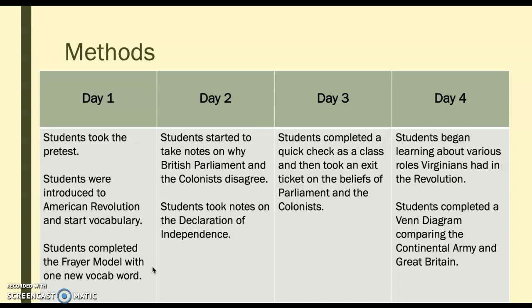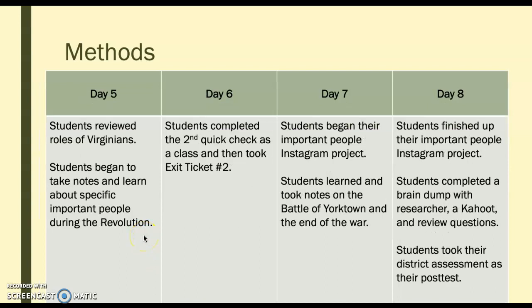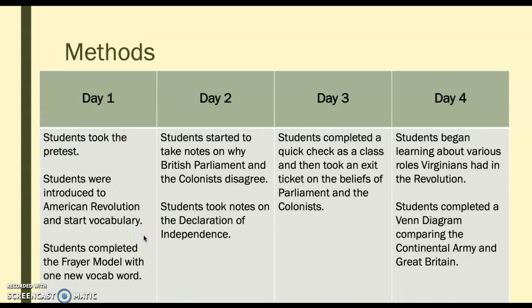On day 1, the students also were introduced to the Frayer model, and they got to take some notes on new vocabulary as well as pick one word that they got to describe in deeper meaning. On day 2, they learned about why Parliament and the colonists disagreed, and then they took notes for this as well and did some quick checks as a class as well as exit tickets for that on day 3. Then on day 4, the students learned about Virginians' many roles during the Revolution and completed a Venn diagram on whose side people took.